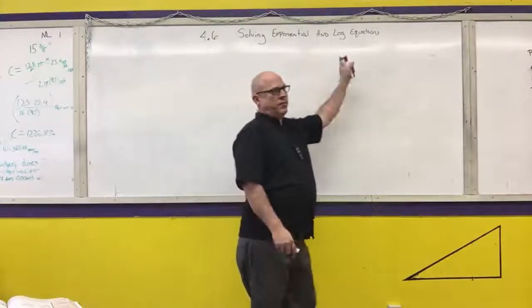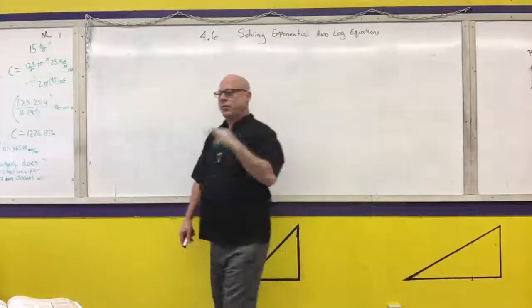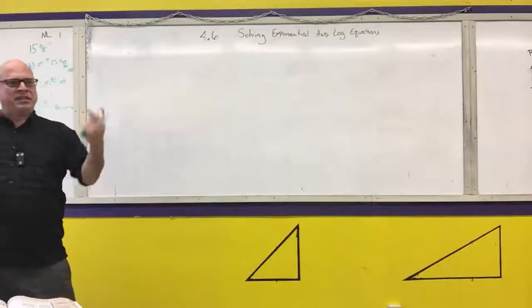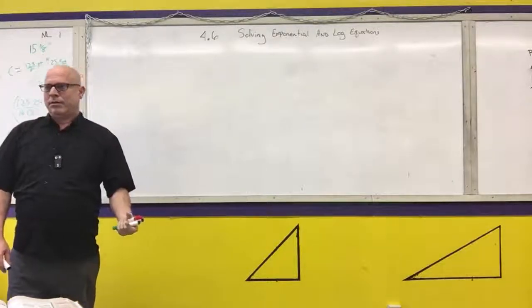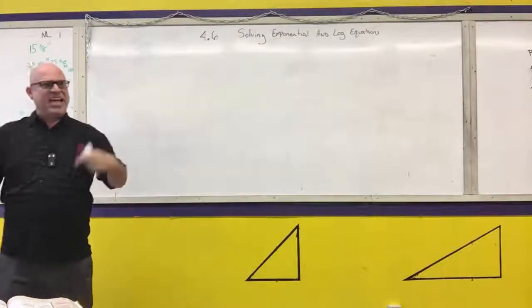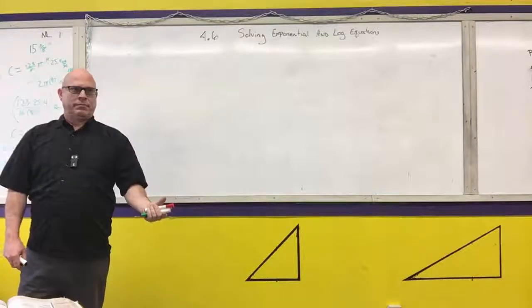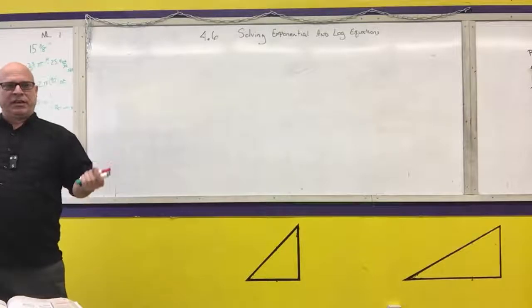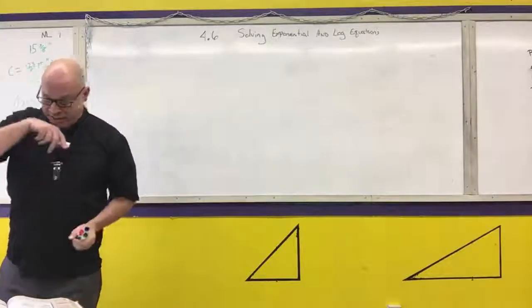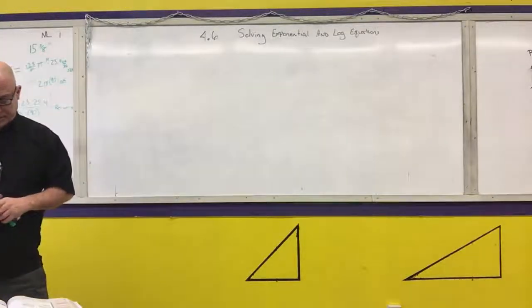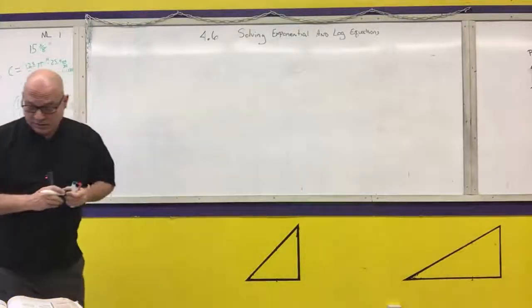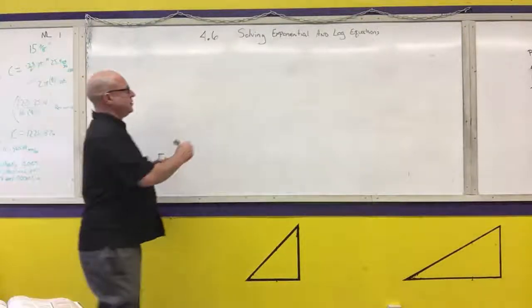So for both exponential and logarithmic equations, if your bases are the same and you have an equal sign, then the exponents must be the same. Okay? For both exponential and logarithmic equations, if the bases are the same, then the exponents must be the same. So the way that this comes into play is as follows.